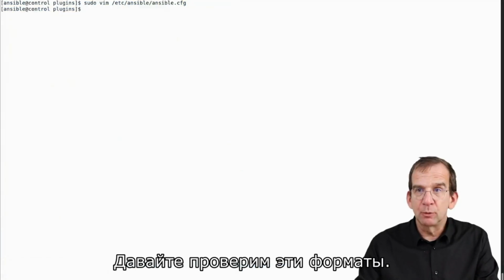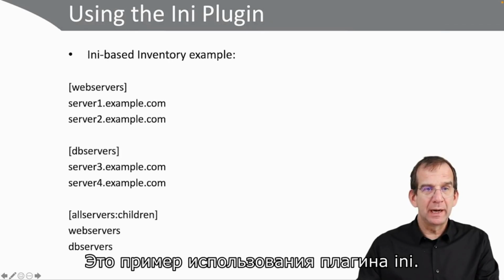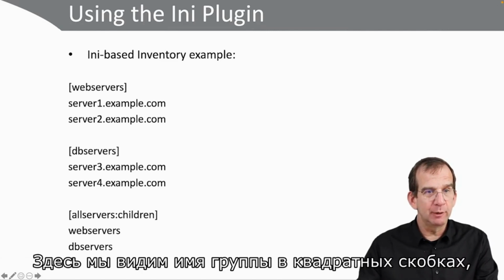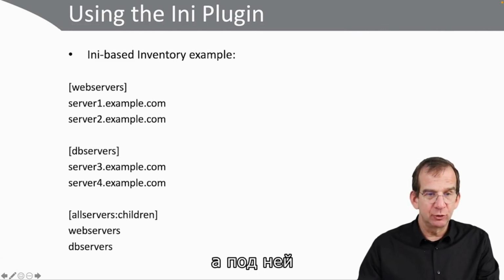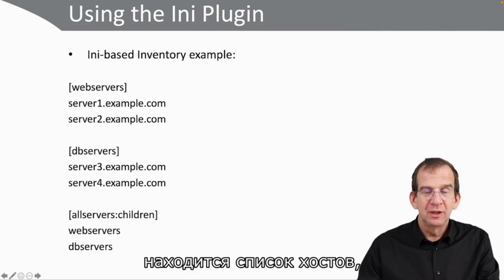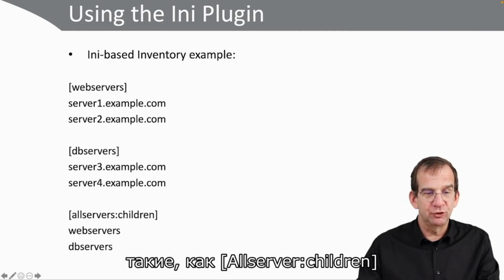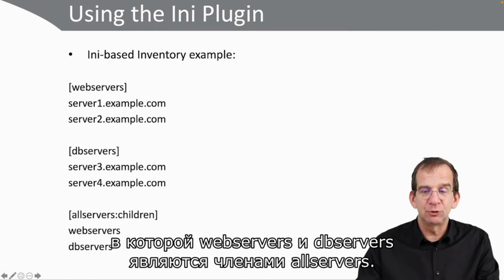Good. Let's check out some of these formats. So here we have an example where the ini plugin is used. This is what we've seen throughout this course. So you have the group name. Below the group name, which is between square brackets, you have the list of the hosts. And you can specify nested groups as well, which is what we see in allservers:children, where webservers and dbservers are a member of allservers.